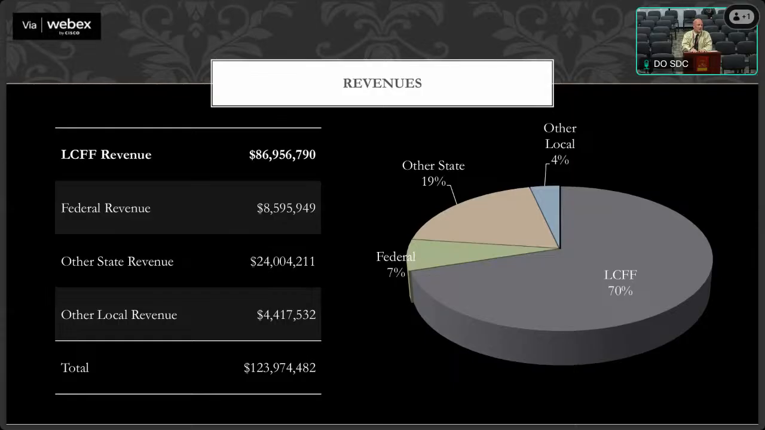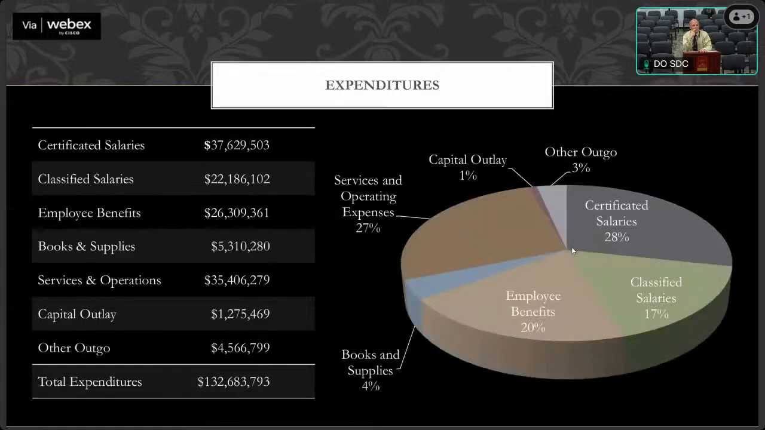So for a total of $123,974,482. I provided the graph for you so you can see what that actually looks like in a pie chart. To see that most of our money is, we're a state aid district, so most of our money comes from the LCFF.